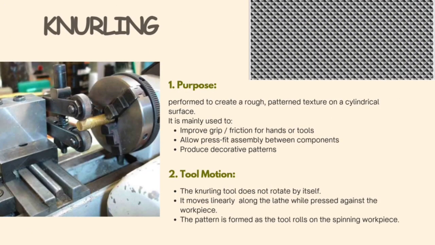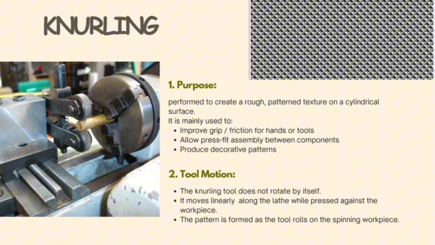Now, I will move on to the next machining operation, which is knurling. 1. Purpose. Knurling is performed to create a rough, patterned texture on a cylindrical surface. It is mainly used to improve grip or friction for hands or tools. It is also used to allow press-fit assembly between components, and sometimes to produce decorative patterns.